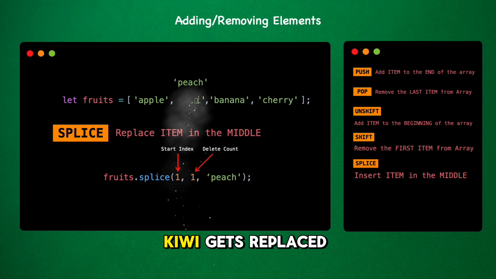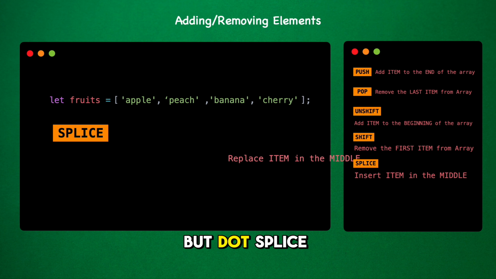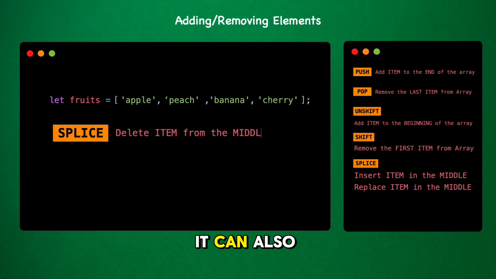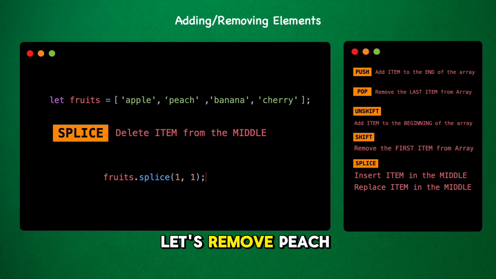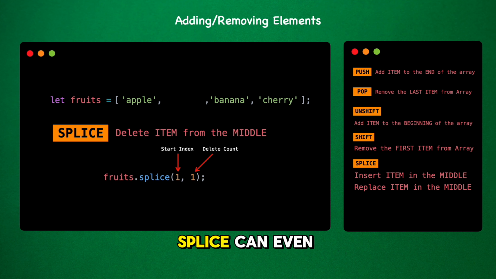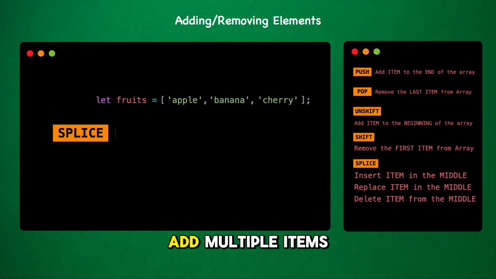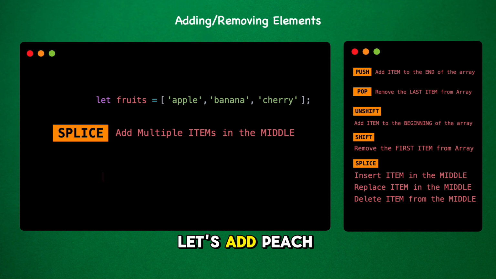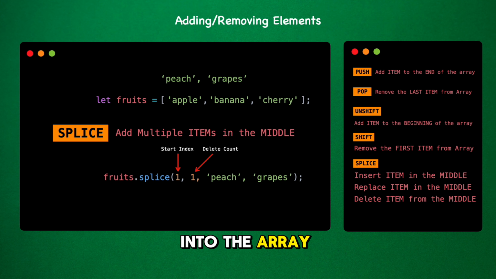And that's how kiwi gets replaced with peach, but .splice isn't done yet. It can also remove items. Let's remove peach by specifying we want to delete one item at index 1. Now peach is gone. Splice can even be used to add multiple items. Let's add peach and grapes back into the array at once.